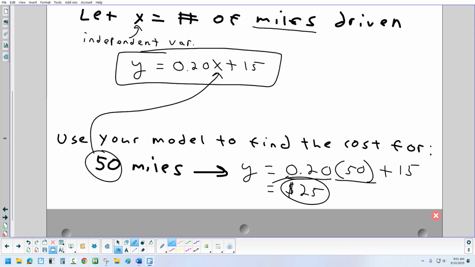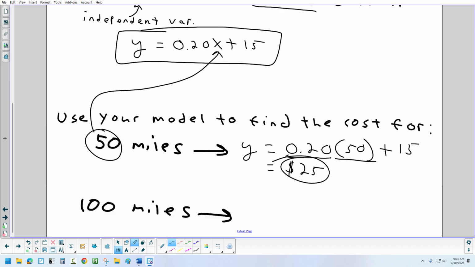Okay, so now let's do the same thing. 100 miles. Now, can I just quickly say, all right, 100 miles, that's double the miles. It's just going to be double the cost, $50 to drive 100 miles. No, why doesn't that work? It sounds like it should work. Double the miles, double the cost. Because you're still only paying $15 to rent the car. Right, you're only paying the $15 fee one time. If you double the 25, you're doubling the $15 fee as well, and you don't want to do that.